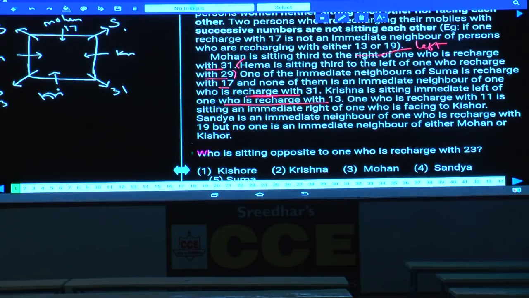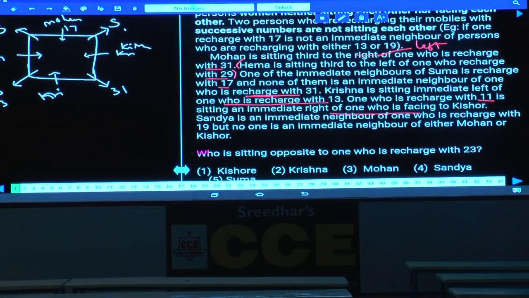Now Kishore and one more person are facing each other, isn't it? One who recharged with 11 is sitting to the immediate right of the one who is facing Kishore. Now Kishore is facing here. If you take Kishore at this place, then what happens here?